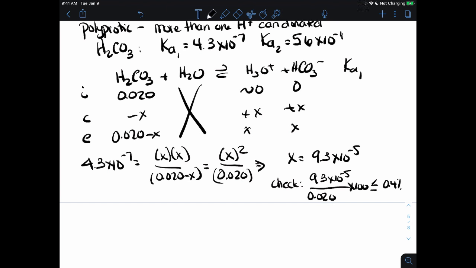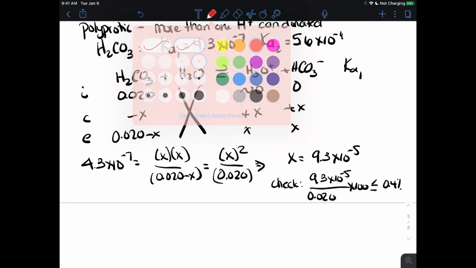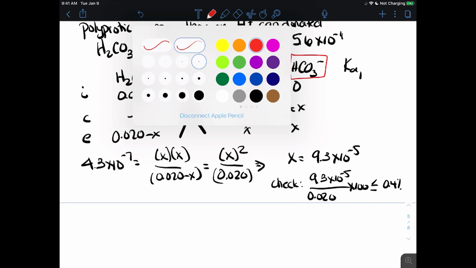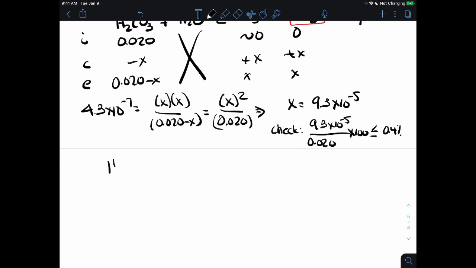So we found out how much H3O+ we can get from H2CO3. Now the hiccup is this can then lose another H to make potentially more acid that we need to account for. So we're going to need to make a second ICE table where my starting acid now is the conjugate base from before. Again, the only thing it's going to react with is water, still to make H3O+. And now we're going to go to the conjugate base of HCO3-. This is the Ka2, the removal of the second H.